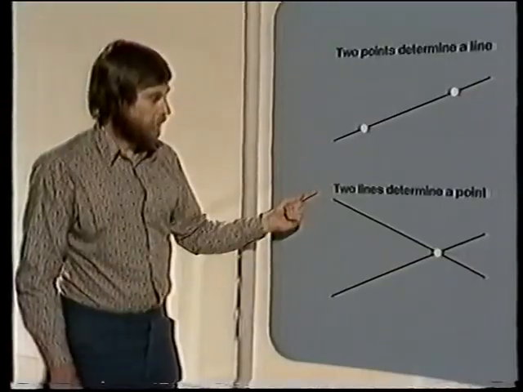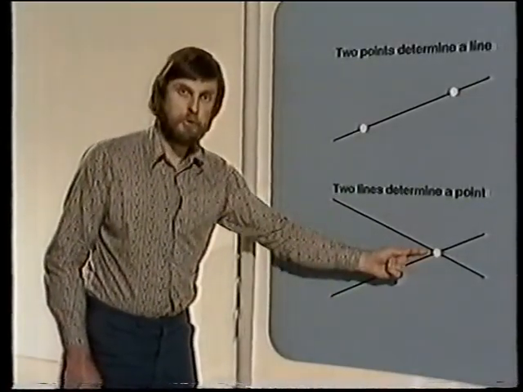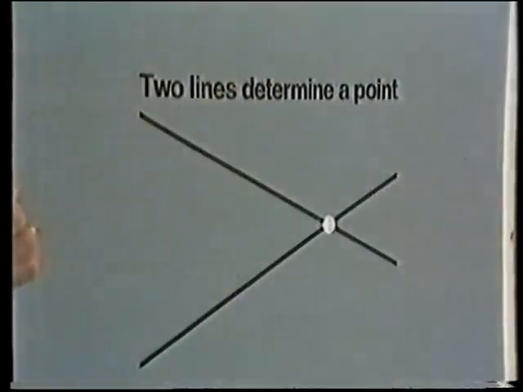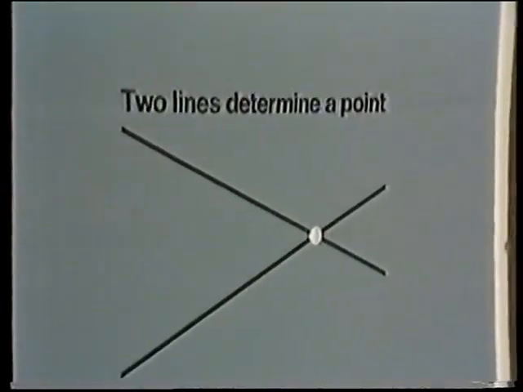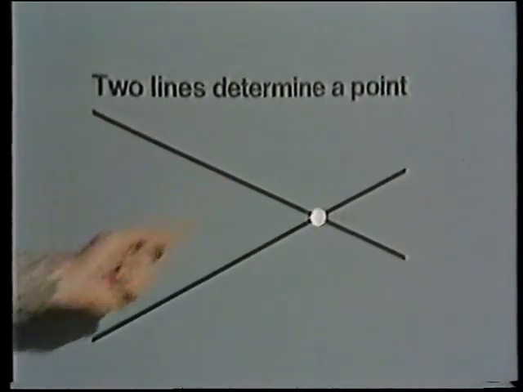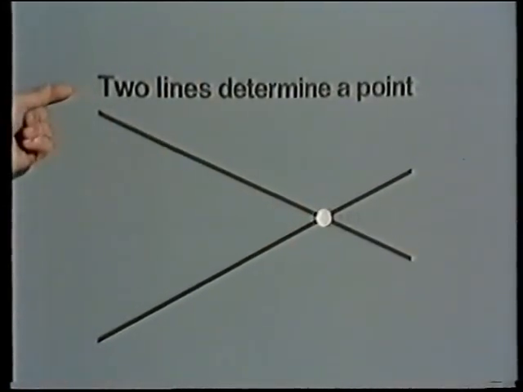What about the second statement? Given any 2 lines, then there's a unique point which lies on both of them. Well, again, let's change our perspective and move the camera. Whichever angle we use, it's still true that we have the 2 lines and the unique point. So in projective geometry, 2 lines determine a point.